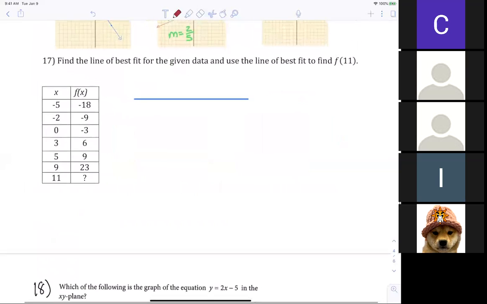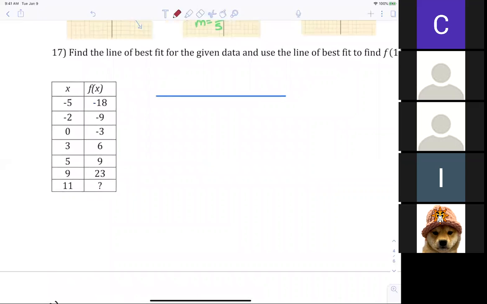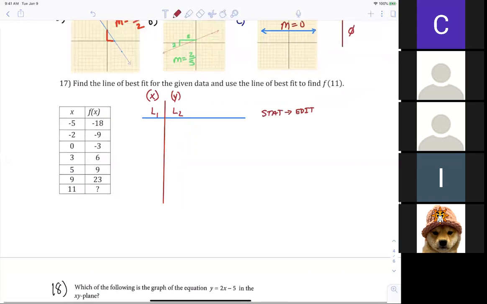All right, line of best fit now. I don't know why that blue line's there. So the line of best fit, remember, L1 and then L2. You're going to go to stat, we're going to hit the stat button, and then you hit edit. Under L1, you list the X values, and under L2, you list the Y values. I'm going to do that myself on my own calculator. I want everybody else to try to do it, and I'm going to ask for the answer.